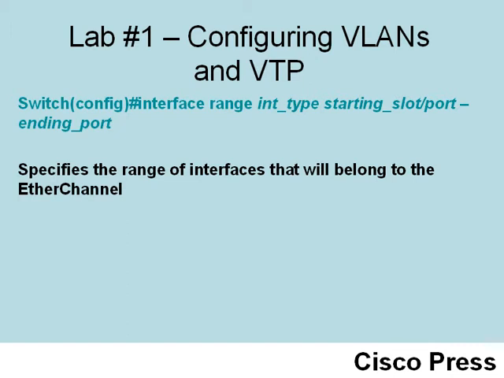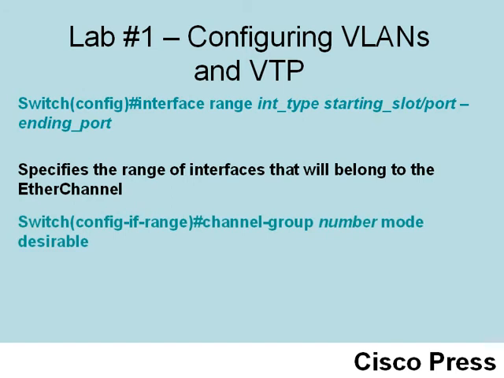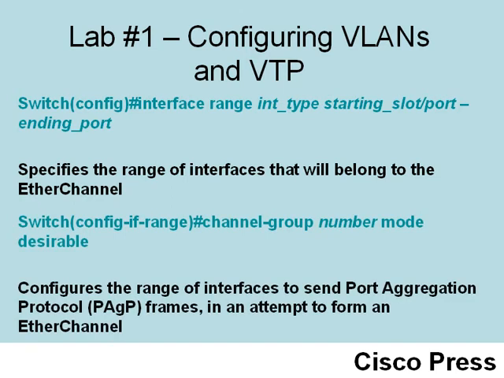That takes us into interface range configuration mode. It's from here that we can create our EtherChannel and say that all of the interfaces in this range belong to this logical EtherChannel. We can do that with the channel-group command. We say channel-group, give a number of that channel group, and say what the mode is. In our lab, we're going to set the modes on each switch to desirable. They're going to be sending PAgP frames in an attempt to create an EtherChannel. Let's now go configure this EtherChannel on our switches, DSW1 and DSW2.